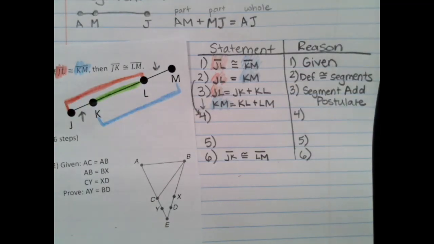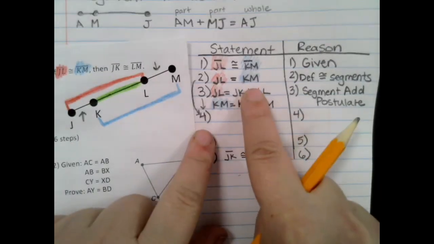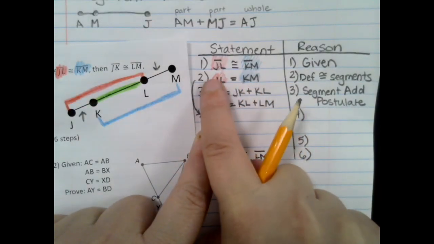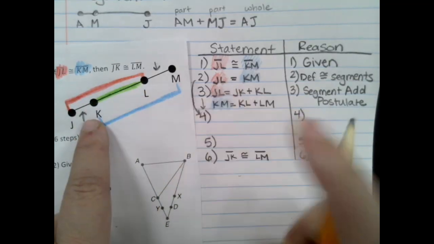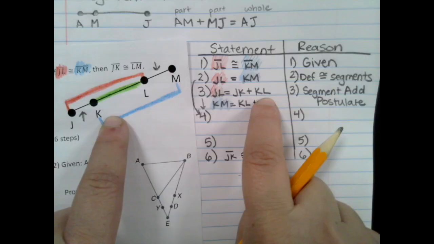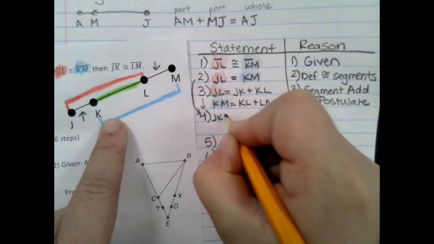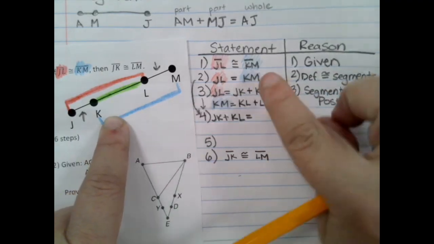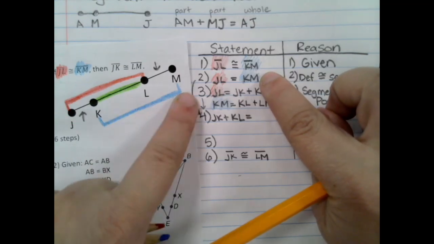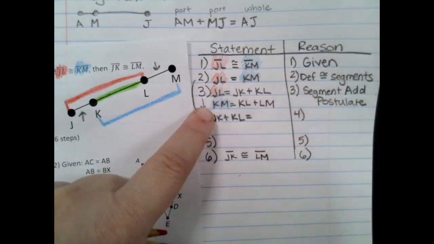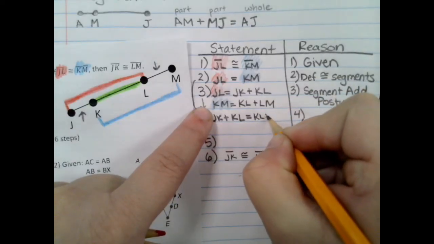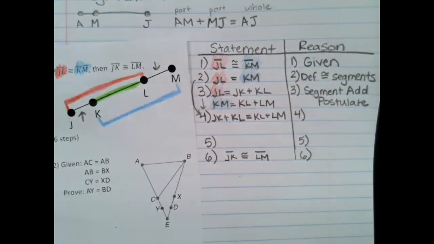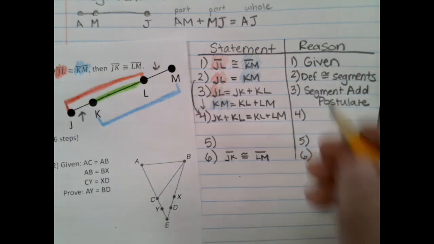On number 2, it said JL was the same as KM. Instead of using JL, what did we say JL is the same as? JK and KL. So I'm going to write JK plus KL equals, and now same thing, instead of KM, what did we just say KM is the same as? KL plus LM. What do we call that when we switch something out? Substitution, good.